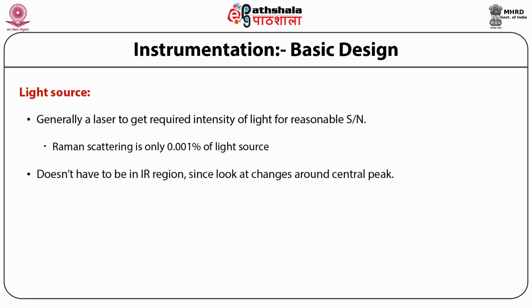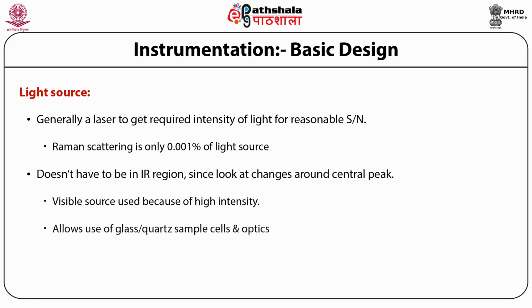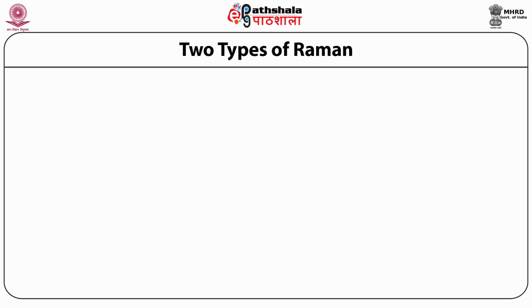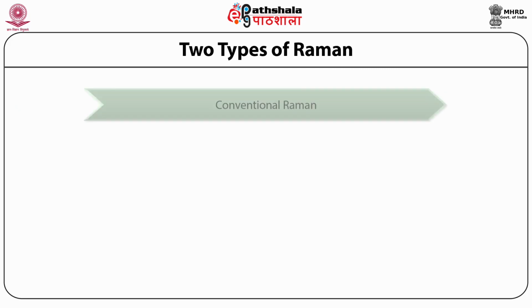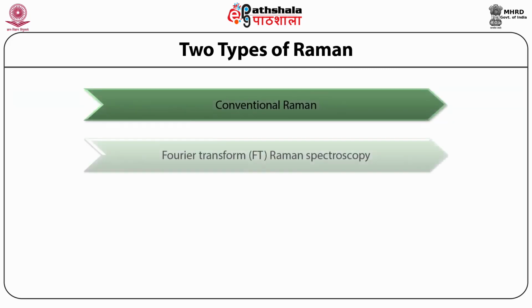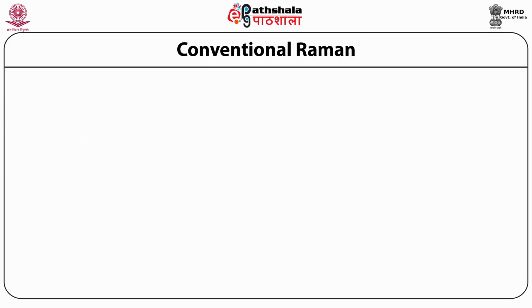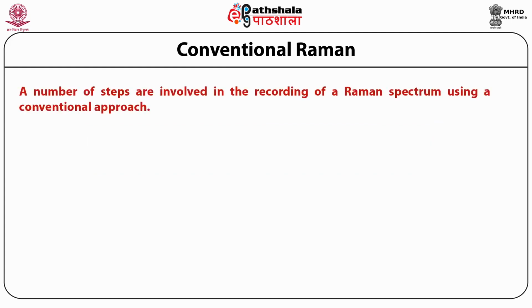Light source should not be in the IR region. Visible sources are used because of high intensity. It allows use of glass or quartz sample cell and optics. UV visible type detectors are PMT, that is photomultiplier tubes. There are two types of Raman spectrophotometers, the conventional and the Fourier transform Raman spectrophotometer. In conventional Raman, a number of steps are involved in the recording of a Raman spectrum.